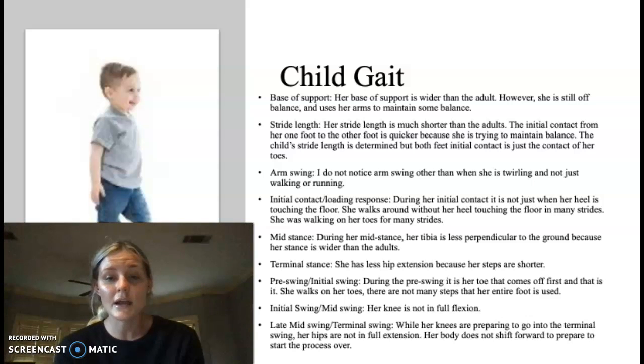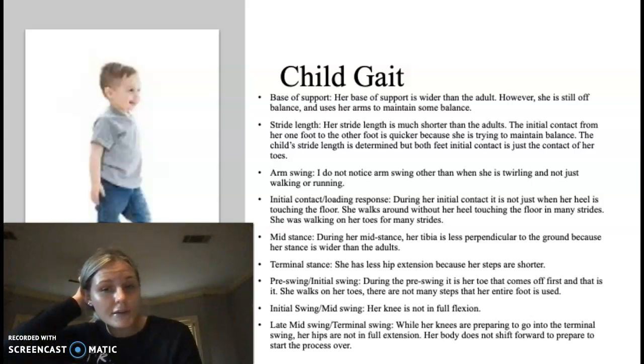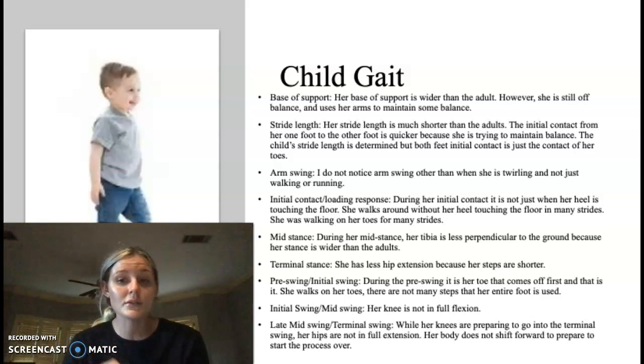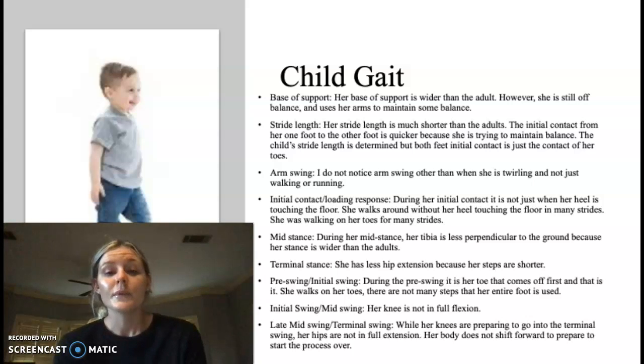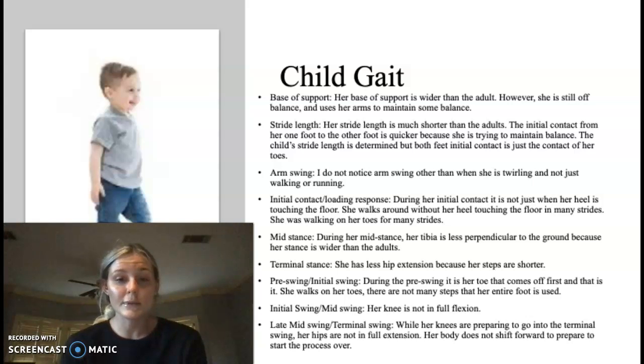Her initial contact into the loading response, it's not just when her heel is touching the ground. She walks a lot on her toes when she strides. Her mid stance, her tibia is still less perpendicular to the ground than the adults. For the terminal stance, she has a lot less hip extension because her steps are so much shorter. For the pre-swing to the initial swing, it's her toes that are coming off first because she walks on her toes.